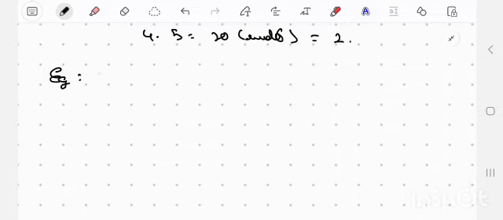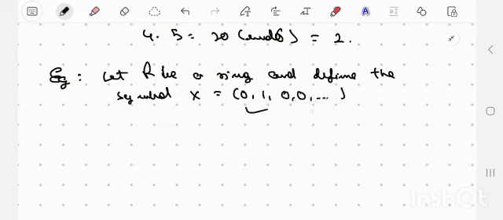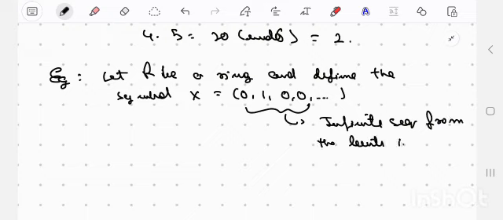The other important example is the following. Let R be a ring and define the symbol x. How do we define the symbol x? We define the symbol x as the following: x is 0, 1, 0, 0 and continue. So this is called an infinite sequence from the elements in R. Okay, clear?